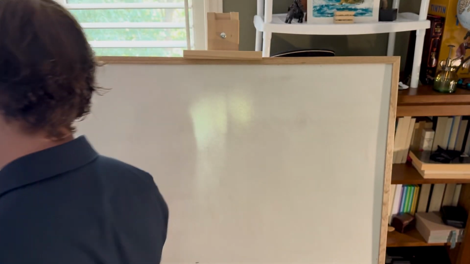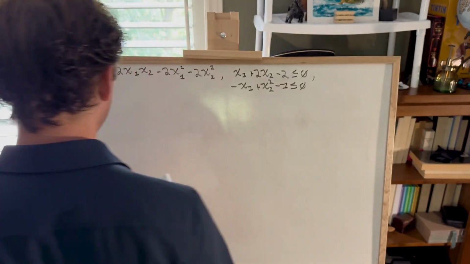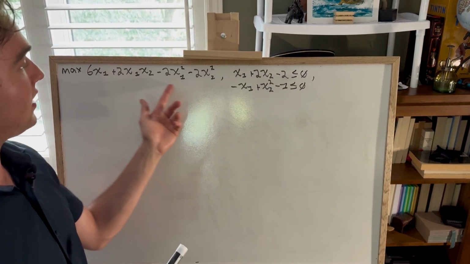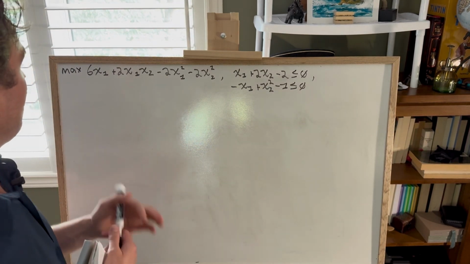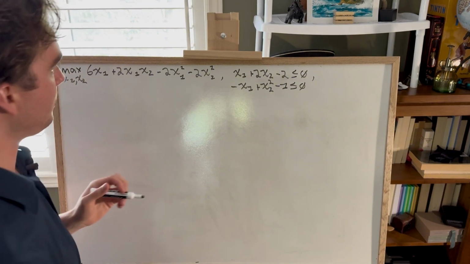Okay, so we've got a maximization problem. I'm going to write it down and then we're going to solve it. Right here we have our maximization problem where we're maximizing for x1 and x2.